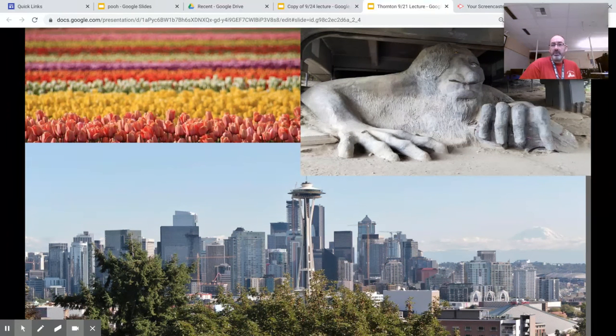Now, up there in the upper left-hand corner, some of the attractions for the Puget Sound Lowlands. We have the tulips up in Skagit County. This is the Troll underneath the Fremont Bridge on the north side of Lake Union and the locks. And there is a view of downtown Seattle from Queen Anne Hill. It is definitely our economic engine. So, as you're putting together the Puget Sound Lowlands, pay a bit of attention to that economy. Ask questions about where these things came from, why did they develop in that area, and hopefully we can have a good discussion about it later on. Good luck.